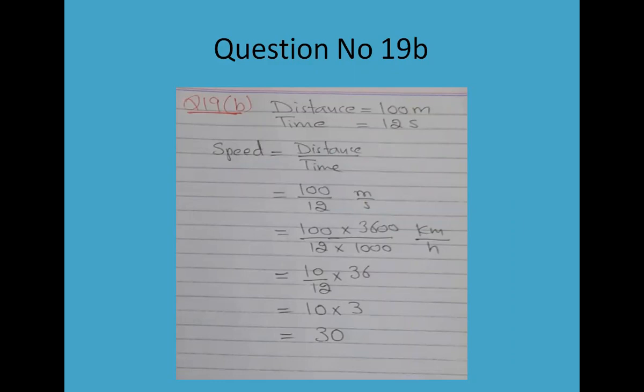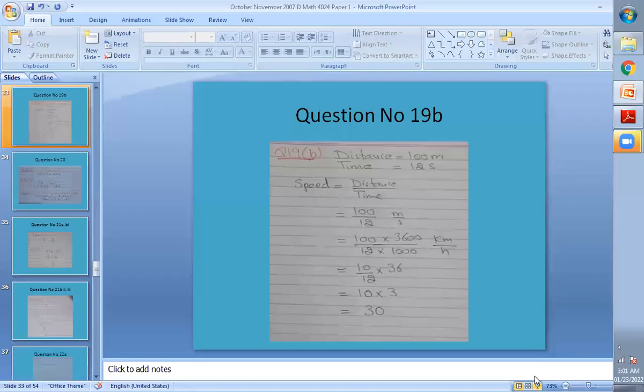If you want to convert meter per second into kilometer per hour, you multiply that speed with 3600 and divide it with 1000. So at the end, you get 30 kilometer per hour. Hopefully you understand this calculation. So 30 kilometer per hour is the answer. This is question number 19 and it's B part.